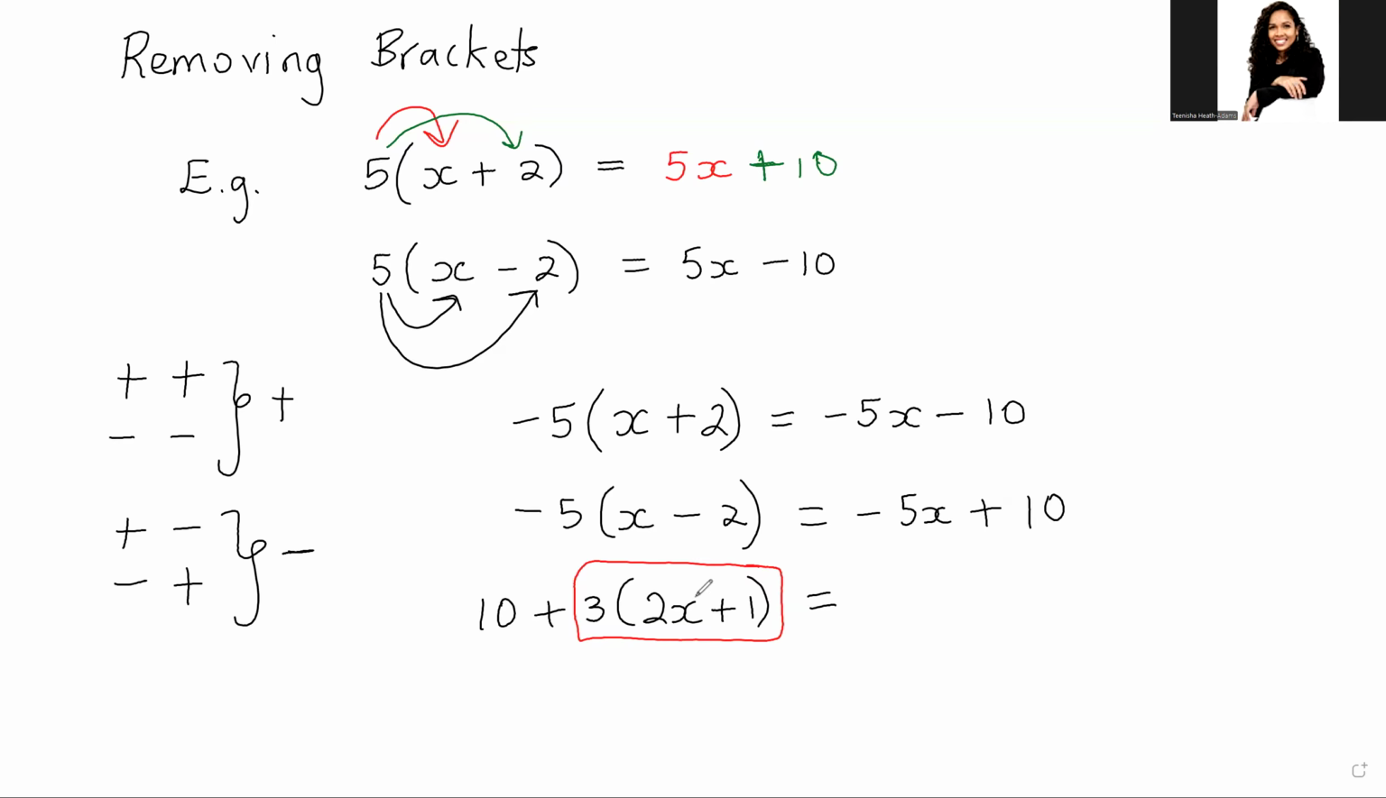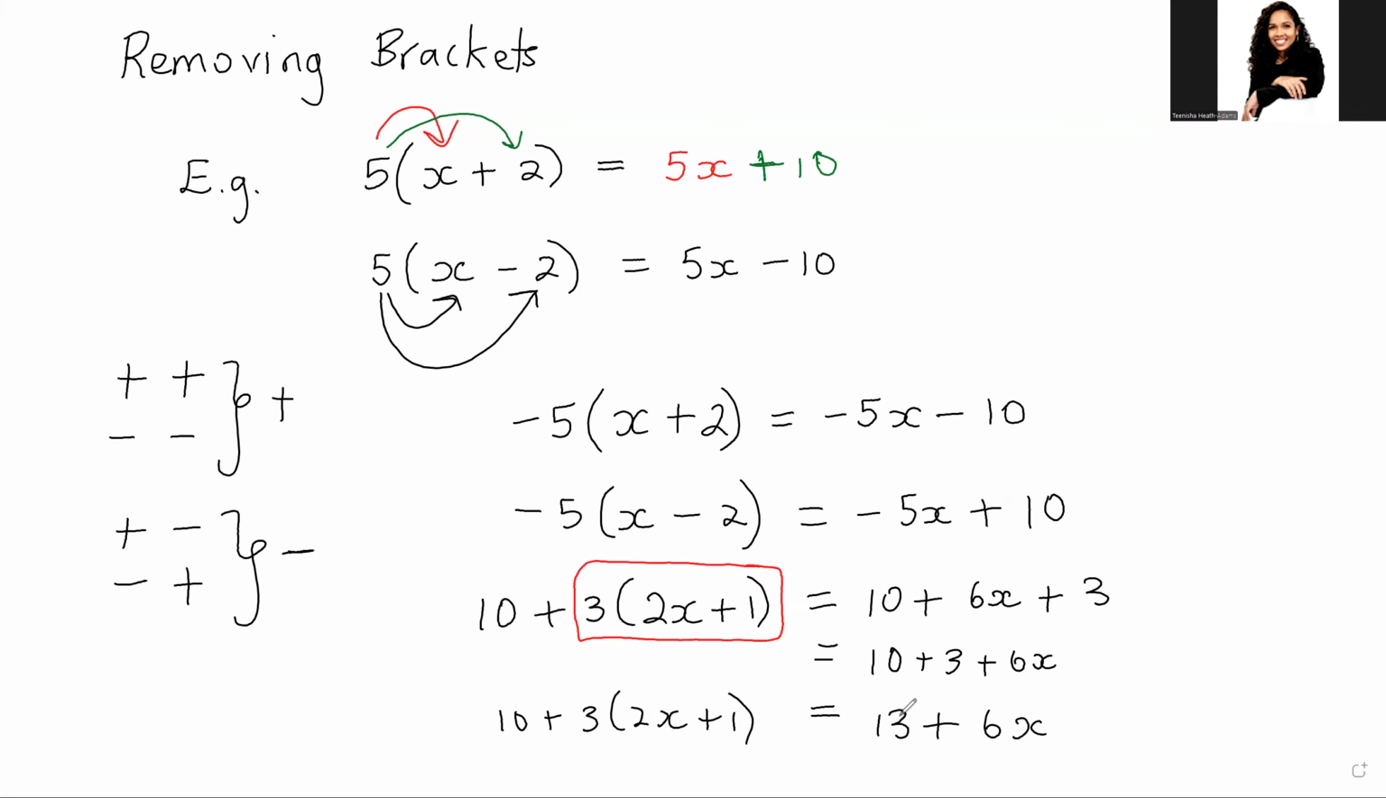I'll keep 10 by itself because I'm not going to do anything to 10 as yet. And this will be 10 plus, well, 3 times 2x, which is 6x, and 3 times 1, which is 3. And now I have the like terms 10 and 3. So I write that next to each other. So that's 10 plus 3, which gives me 13 plus 6x. So 10 plus 3 by 2x plus 1 is equal to 13 plus 6x. So it's important for you guys to know that. All right.